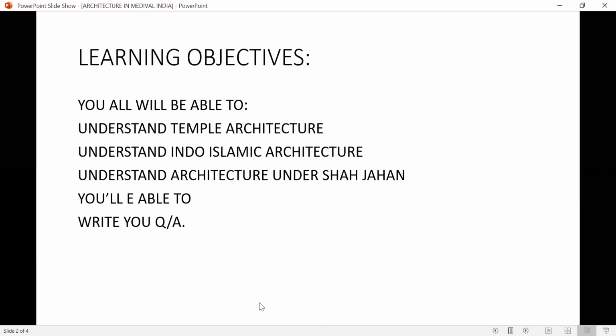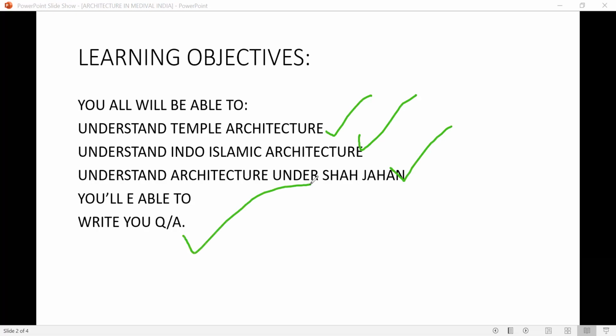The learning objectives of this class are to teach you all about understanding temple architecture, Indo-Islamic architecture, and understanding Shah Jahan's architecture. You will be able to write your question answers on your own, and as I am going to upload the question answers, there are no worries. So let's start with our learning objectives now.